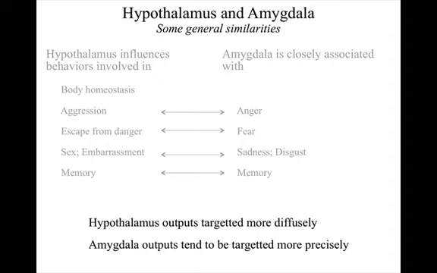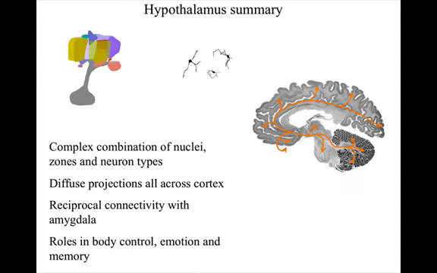And it can be observed that the hypothalamus tends to synapse on a wide range of neurons in its targets, while the amygdala tends to synapse on more specific targets. And recall also that there's the strong reciprocal connectivity between the hypothalamus and the amygdala. So in summary, the hypothalamus is a very complex combination of nuclei that target widely all across the brain and have strong reciprocal connectivity with the amygdala. And the hypothalamus plays a role in regulating the body, but also combines with the amygdala to play a role in emotion. And the two structures also seem to play a role in declarative memory.